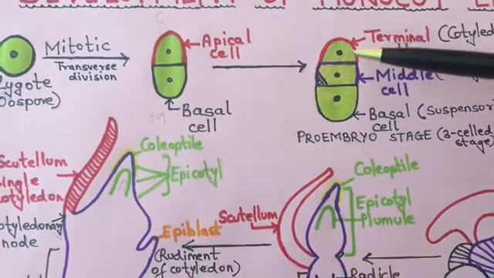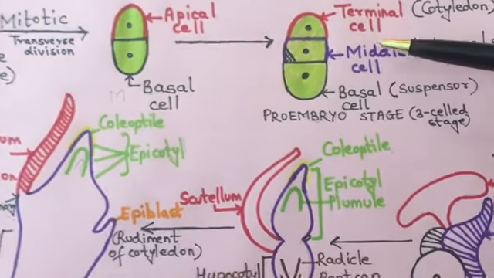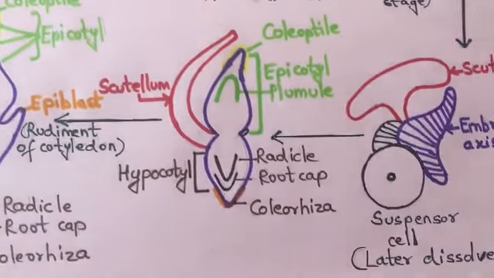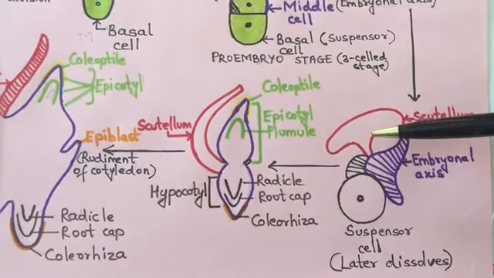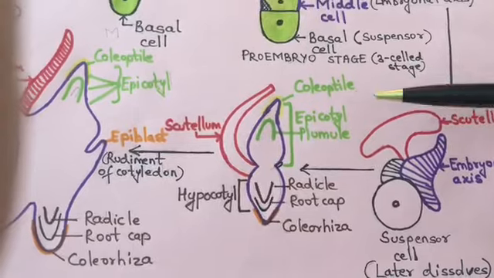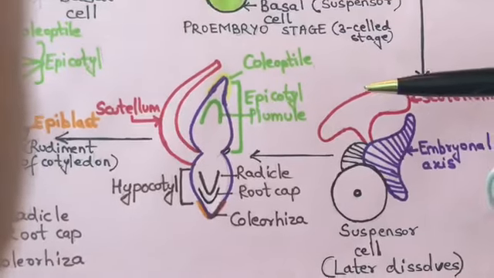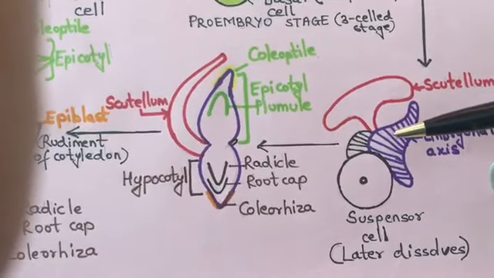So what kind of embryo will be formed? I'll show it here, so you can get a clear picture in this diagram. What I was saying is, as I have marked in red color, this is the terminal cell. The terminal cell moves more towards the left-hand side, and as it divides more towards the left, it exerts pressure on the middle cell.